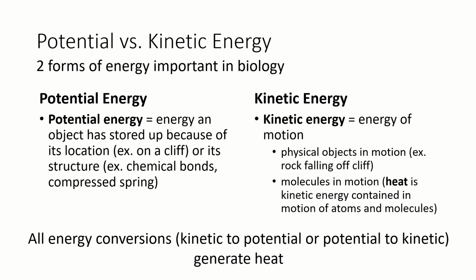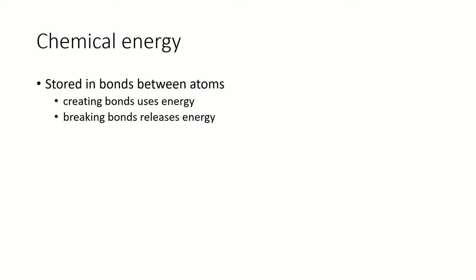Now, one other principle that's important, and actually the second law of thermodynamics, is that all energy conversions generate heat. So some heat is always being lost back into the universe whenever we transform from potential to kinetic or kinetic to potential energy. Now, the chemical energy is what we're going to focus on for this lecture, and that is the energy that is stored between atoms within a molecule. And just to really, really simplify things, the way it's going to help you to think about this is when you make a chemical bond, it requires energy to make that bond. And when you break that bond, it releases energy.